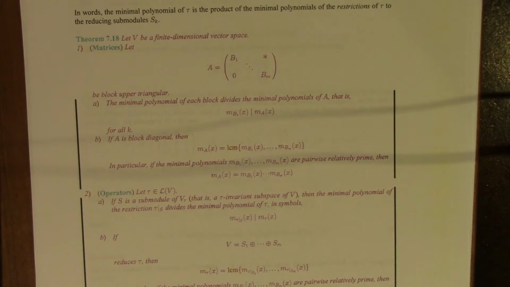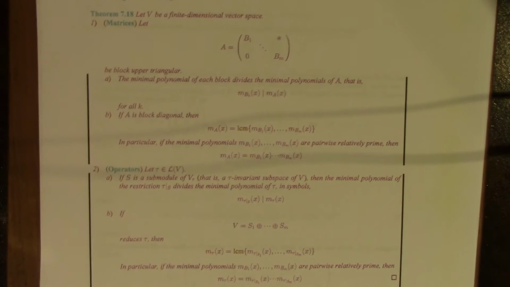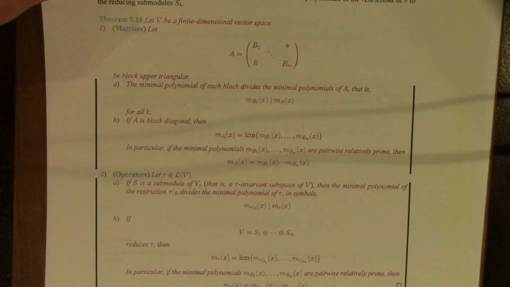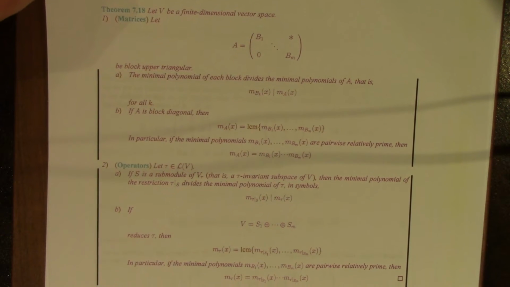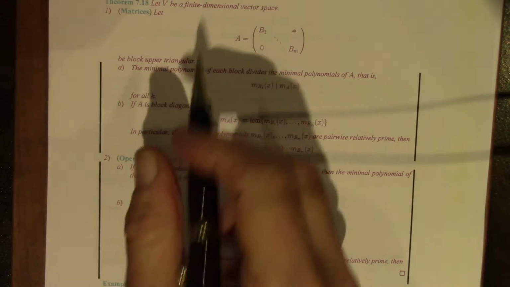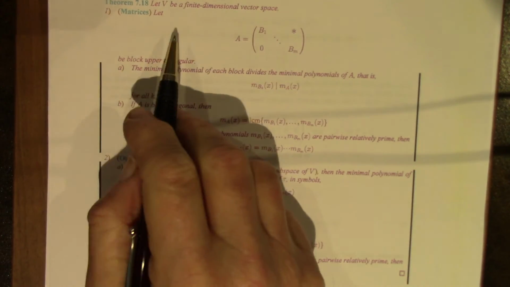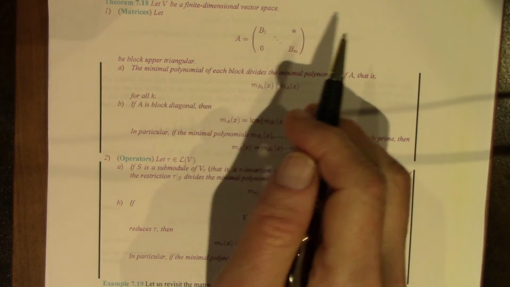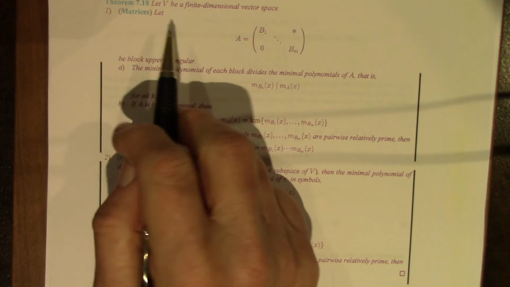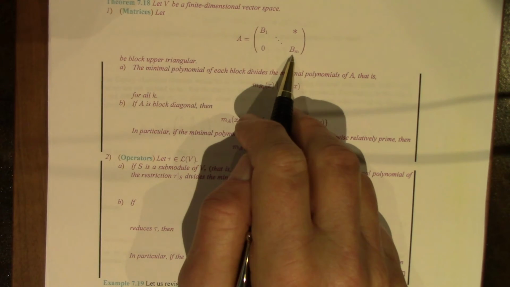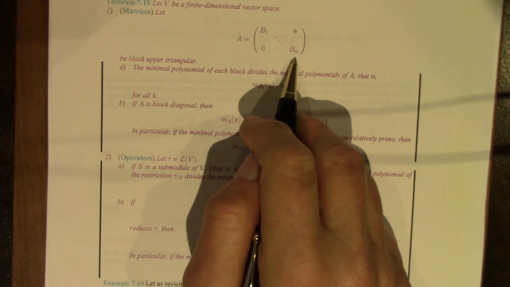Here's a summary of everything we've said, and for contrast, in comparison, I added the characteristic polynomial. Oh, that comes later, sorry. This is just a summary of what we've done. V is a finite dimensional vector space. From a matrix point of view, let A be a block upper triangular matrix.